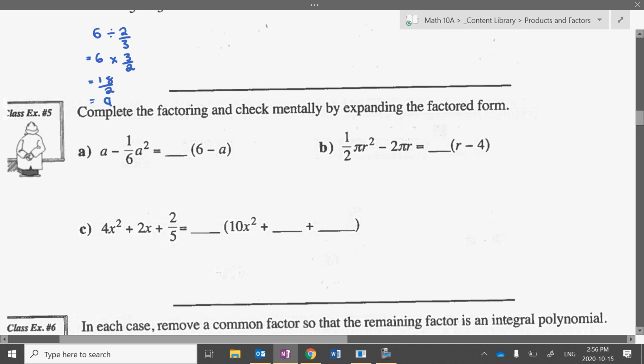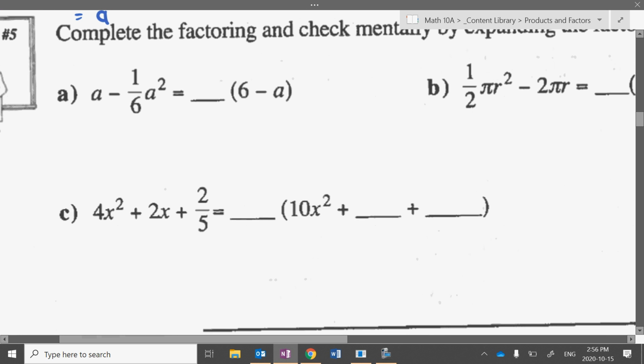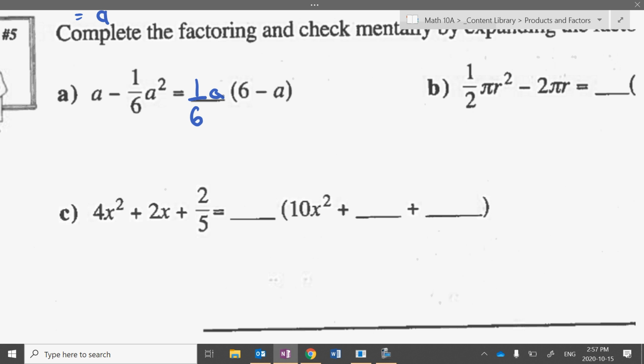Okay. So this next one, we're still filling in the blanks. They're prompting you here. This one I think is a little bit easier. This first one, 1/6a, is our GCF. We're factoring out our fraction, basically. If you were to multiply it back in, we go back to our original.